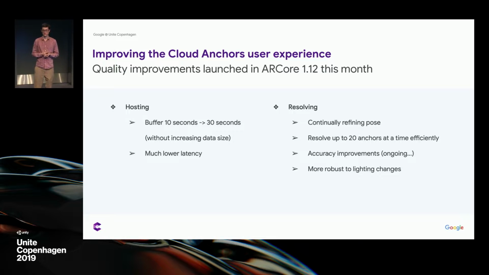For resolving, ARCore now continues to query the server in the background over time in order to improve the anchor's pose. Also, you can now efficiently resolve up to 20 cloud anchors at a time without using any more memory or compute or network bandwidth than you would use for one anchor. This is very useful for cases where you've got many cloud anchors spread out over a large area, and you want to be able to resolve each anchor as it comes into view. We've also been making a lot of accuracy improvements, and this is an ongoing effort, so it's not going to stop with the 1.12 release. And finally, our algorithms are now a lot more robust to lighting changes.